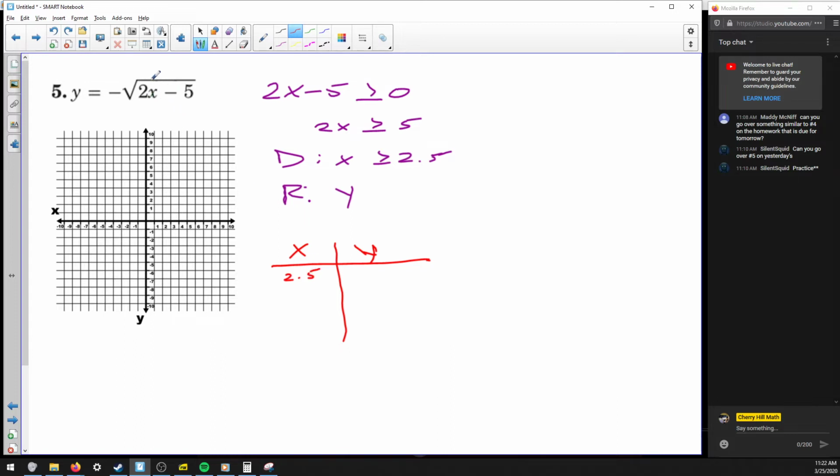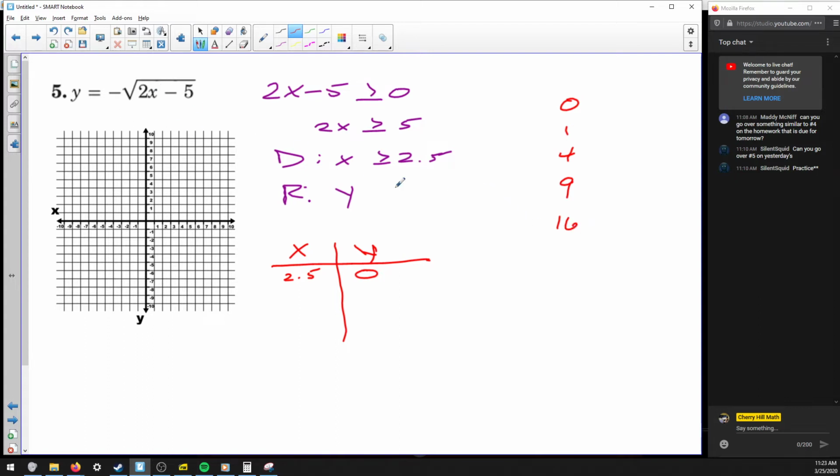And if you want to double check, 2.5 times 2 is 5. 5 minus 5 is 0. The square root of 0 is 0. And then I can't make it negative, so it'll just stay 0. So start there. Now I need to think about what other numbers I can plug in to get my nice list of 0, 1, 4, 9, 16, whatever it is that you can get.